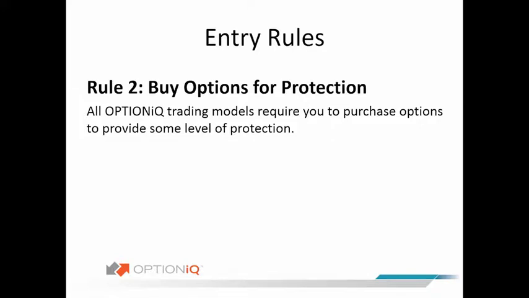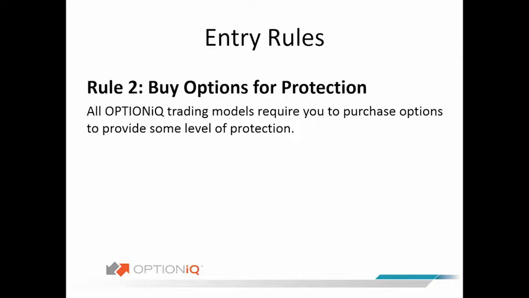So that was entry rule number 1. Entry rule number 2 is buy options for protection. Now remember earlier I talked about how we don't buy options because we've got to guess the direction, the magnitude, and the timing. Well, guess what? We don't buy options as our main strategy. We only buy options for protection. Okay, and that's a key component to understand.